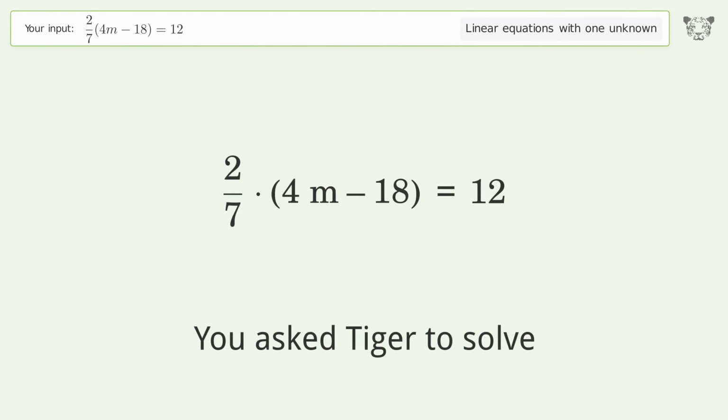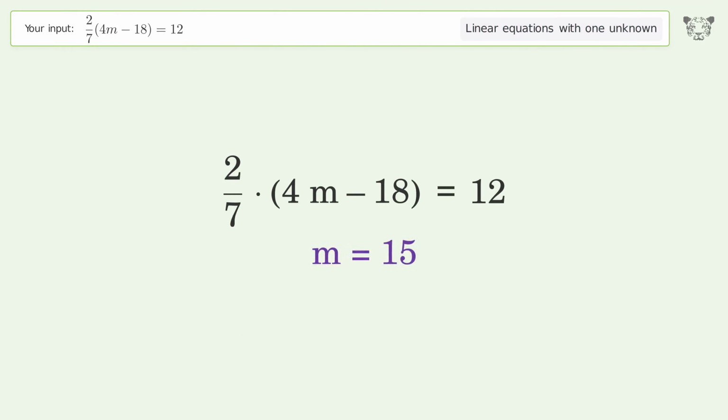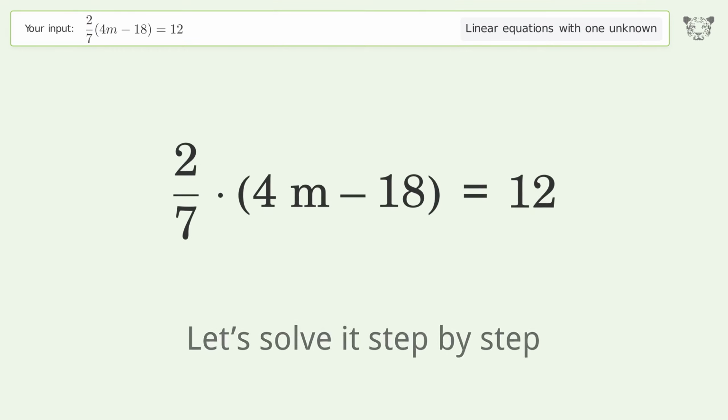You ask Tiger to solve this. This deals with linear equations with one unknown. The final result is m equals 15. Let's solve it step by step.